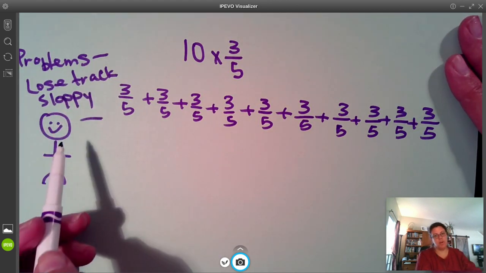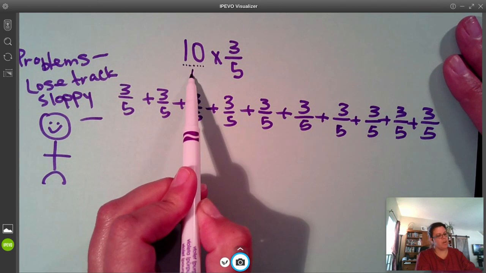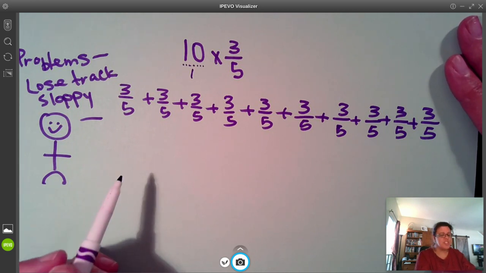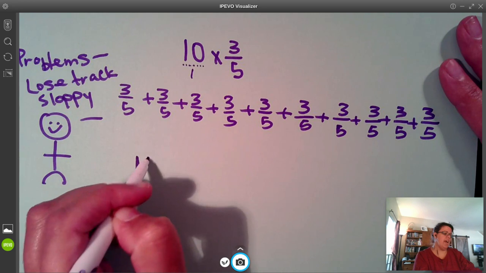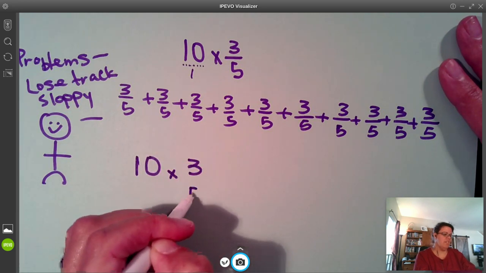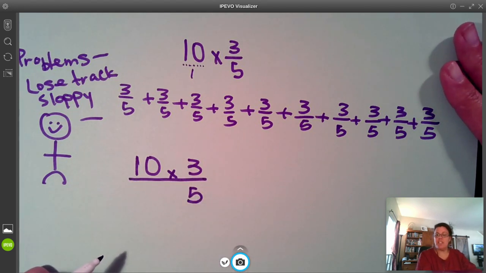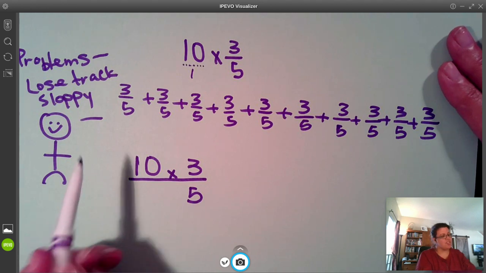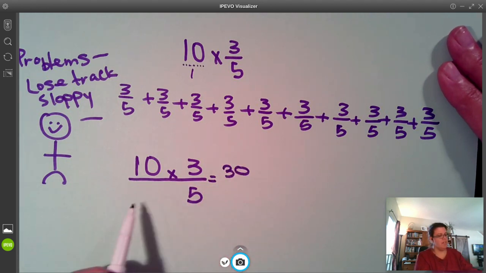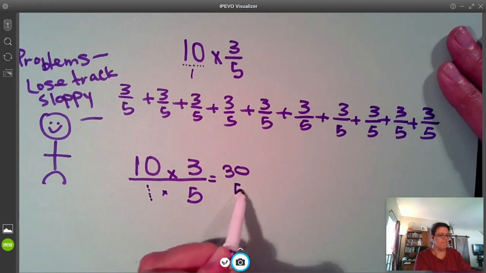Every whole number, so the number 10, has this little invisible 1 underneath it. So it actually does have a denominator. And so what we can do is we can actually do 10 times 3/5, and we can stretch the fraction bar out to put the 10 on the top. Okay, so you can go ahead and go 10 times 3 equals 30. 5 times nothing, or 5 times that invisible 1, equals 5.